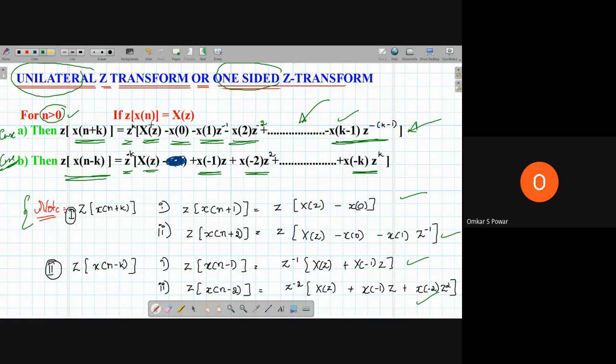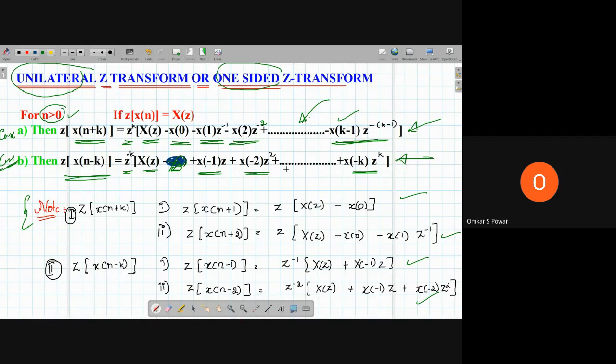Only difference, if you observe here, is that x of 0 is not there. So it is completely abolished here, and x of 1 you replace as x of minus 1. Instead of minus 1 it is plus 1. It is just the symbol change, minus to plus, minus to plus, and minus to plus. That's it. And finally here there's a difference. So x of k minus 1, here it is x of minus k. Z to the power of minus of k minus 1 we can replace as z power k. So these two you have to keep in mind.